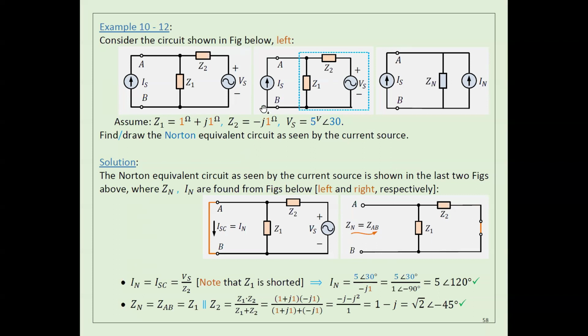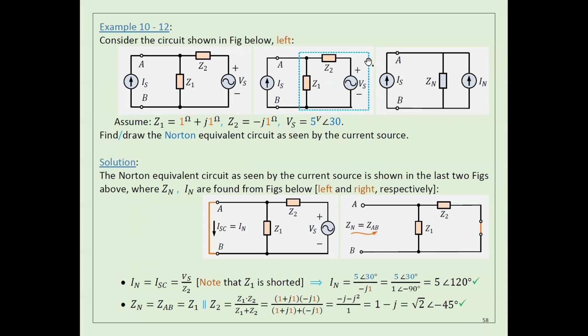1 over j is actually negative j. And when you find the real part, like this one, this is a resistance, and this one here is an inductance. Anyway, so I give you here... I think there's a mistake here. This should not be VS. No, sorry, this is VS. This is for this one here.